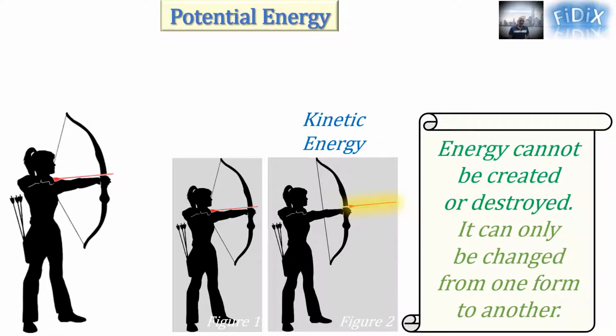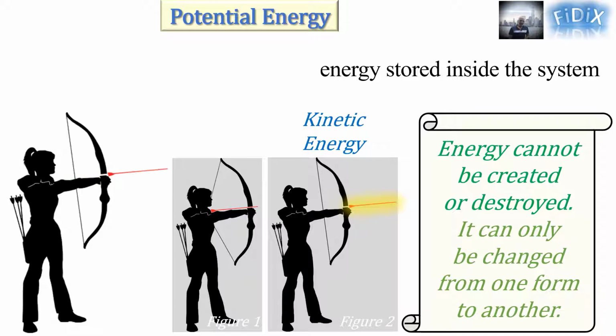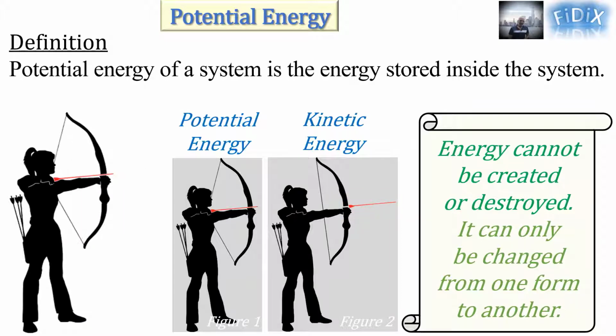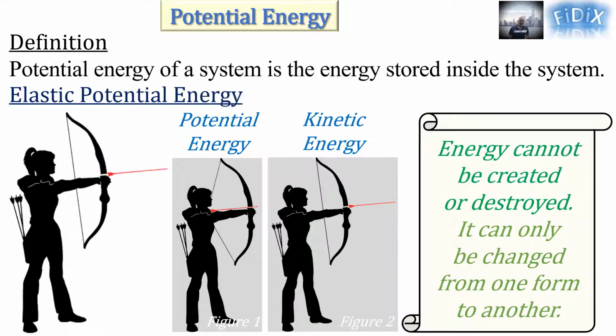We know that energy cannot be created or destroyed. It can only be changed from one form to another. Therefore, the kinetic energy of the arrow must have been converted from some hidden energy that was stored inside the string-arrow system. That stored energy is called potential energy, and in this case, it is called elastic potential energy since it is due to the elasticity of the string. Note that potential energy is always associated with a system of two or more interacting objects.